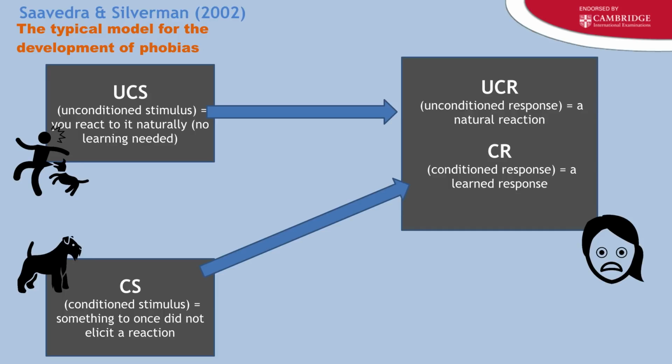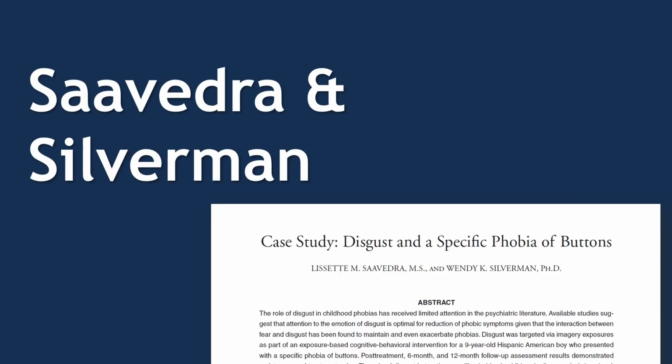Saavedra and Silverman challenge this notion that this is the only way that we learn how to fear something. They recognize that this is part of it, but it's not the whole picture. So they published a paper to add some new ingredients to how fears are formed. The paper is a case study entitled Disgust and a Specific Phobia of Buttons.